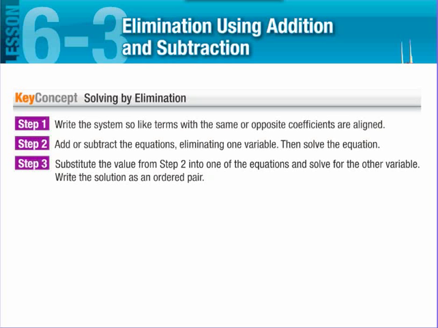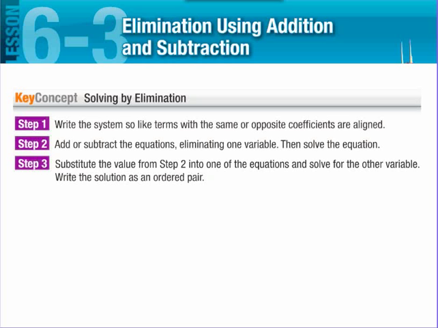Talk about elimination. So real quick, we have 3 steps for solving by elimination. There are 2 ways to solve by elimination. Today we're going to look at the basic way, and then probably Friday or Monday we'll look at the way that we use multiplication. But first step, write the system so like terms with the same or opposite coefficients are aligned. Step 2, add or subtract the equations, eliminating one variable.